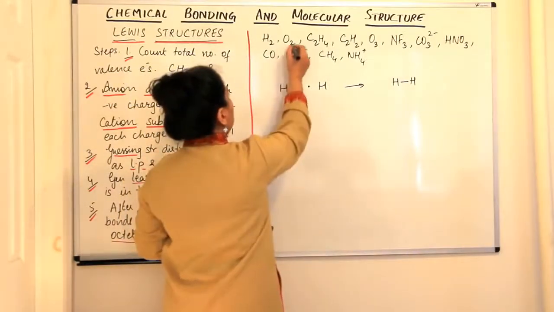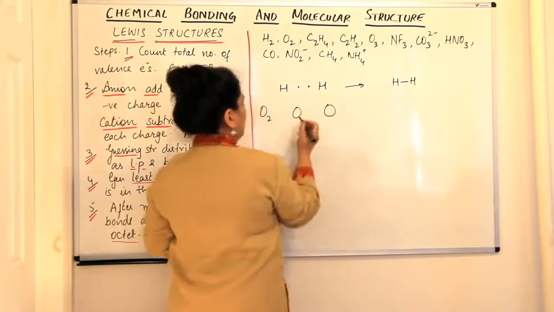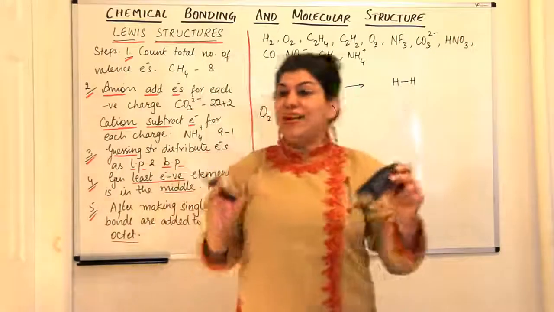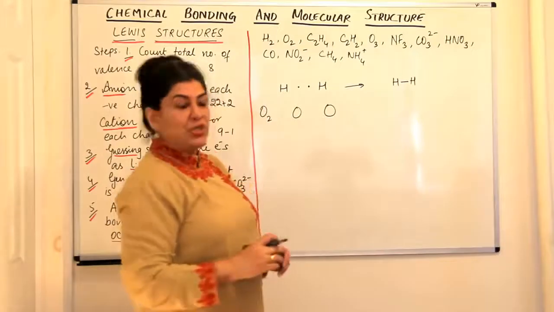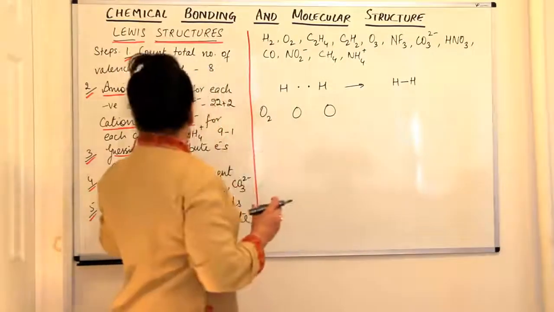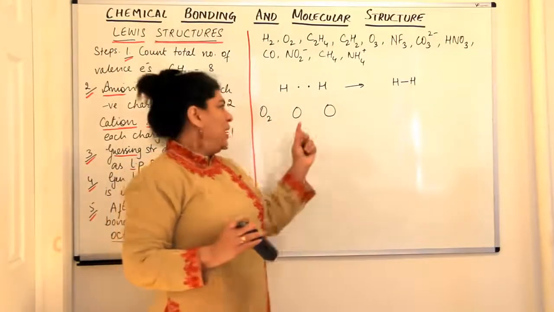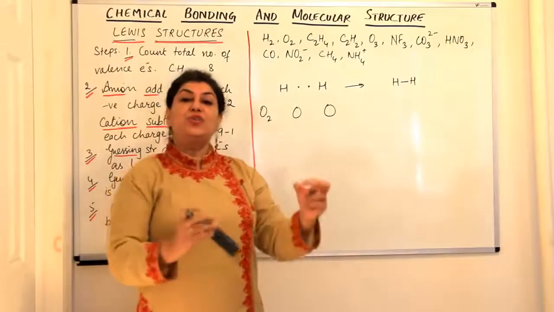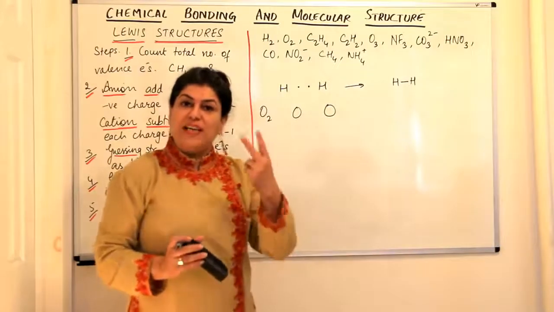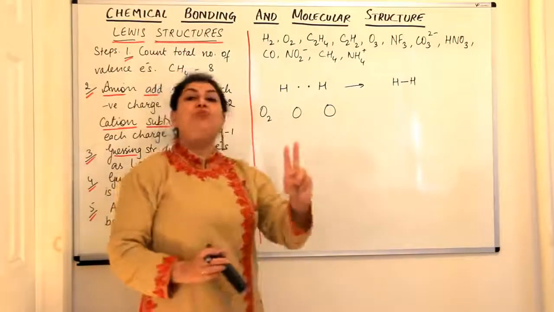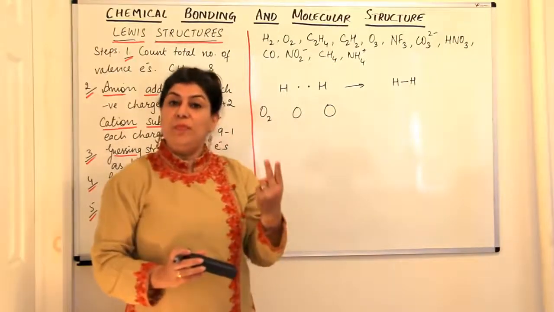The next molecule is O2. So you have two oxygen atoms, one oxygen, one oxygen. So what is the first step? Find out the total number of valence electrons. Both the oxygens have 6 electrons each. And when I said that you have to guess the structure, you need to use a little intelligent guessing. Oxygen has 6 electrons. In order to complete its octet, how many electrons does it need? 2. If it needs 2 electrons, it means oxygen will form 2 bonds.